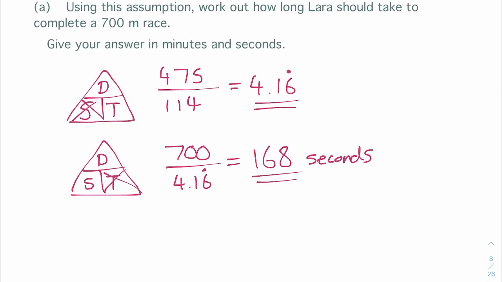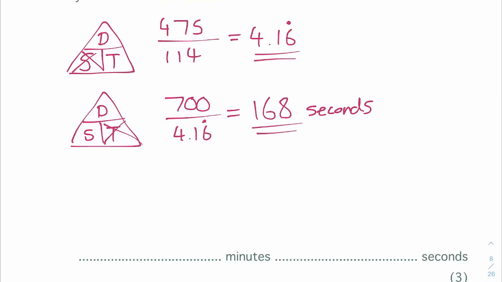It does say to write your answer in minutes and seconds. So we just need to convert that. So 60 seconds is 1 minute, 120 seconds gets you to 2 minutes, and then we've got 48 seconds left over after that. So it's 2 minutes and 48 seconds, and that's our final answer.